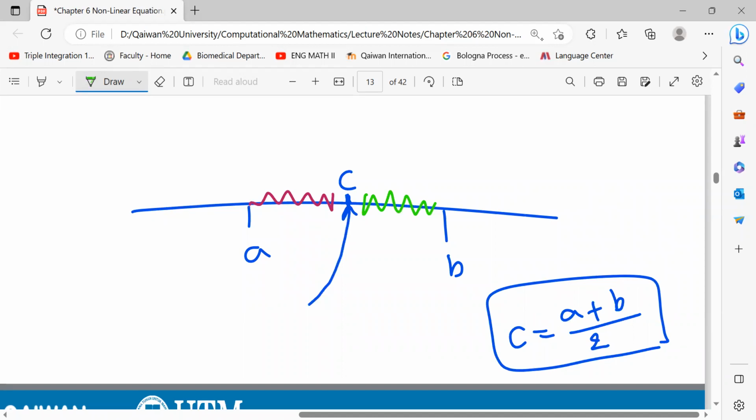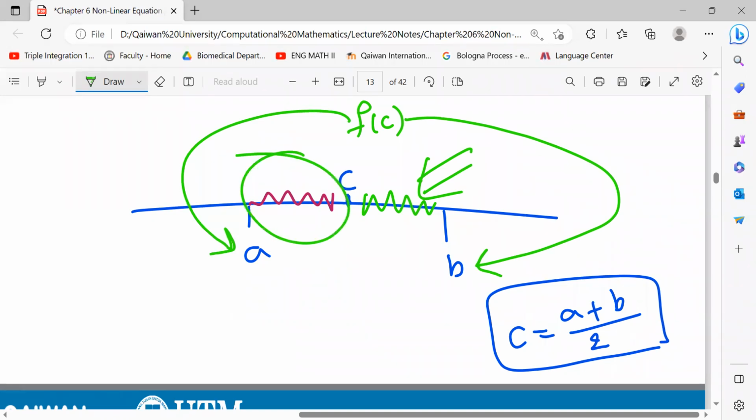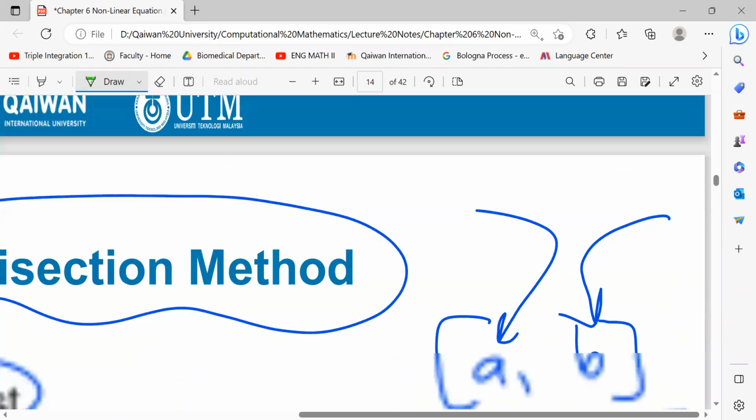Which one do we choose? We need to find f of c. If f of c times f of b is less than 0, then this is our new interval. But if f of c times f of a is less than 0, this is our new interval. That's how to find the new interval in each iteration.